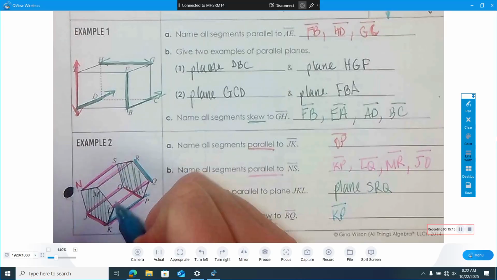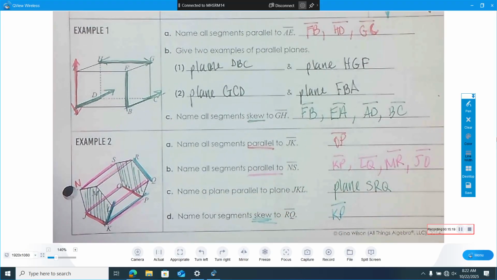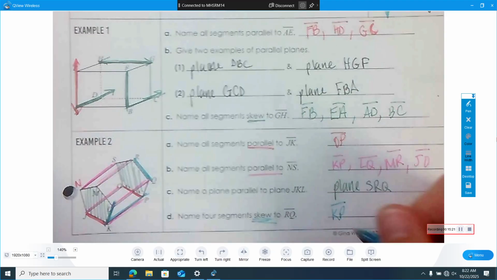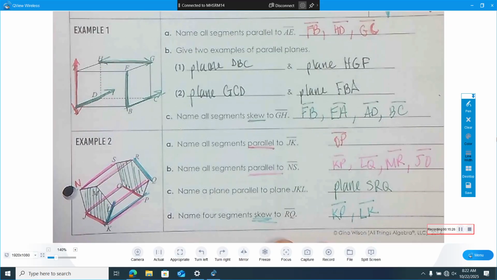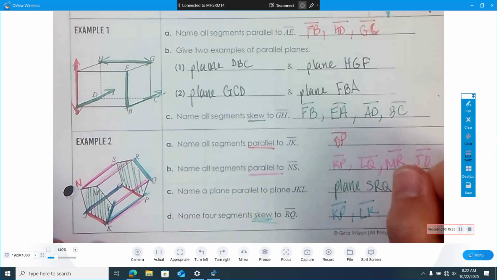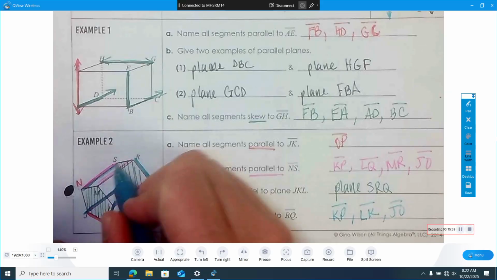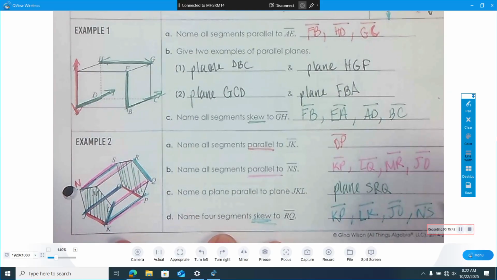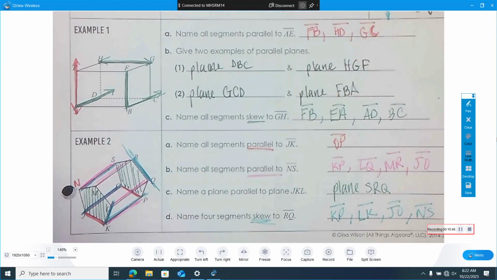LK, yeah, LK, that's that front edge. Again, very far away from our RQ, not going to intersect. One's on the front, one's on the back side, so good. LK, J, what did you say, Quentin? J-O would absolutely work, yeah. J-O, and what else? Yeah, NS would also work as skew, sure. Lots of things that aren't going to intersect this guy way over here.